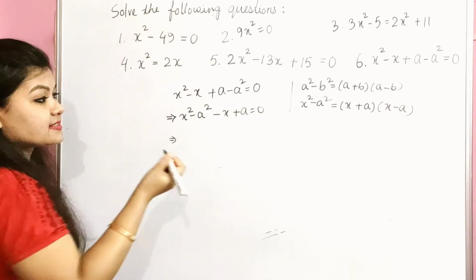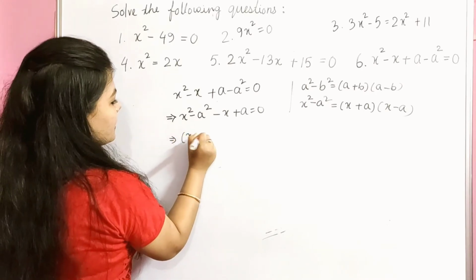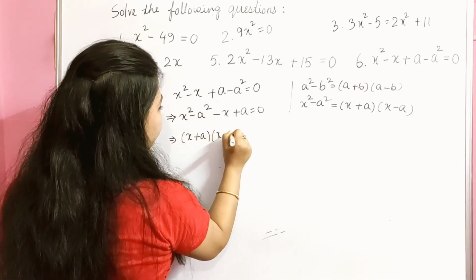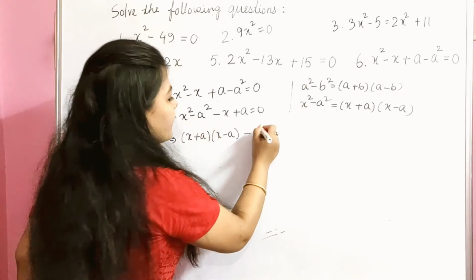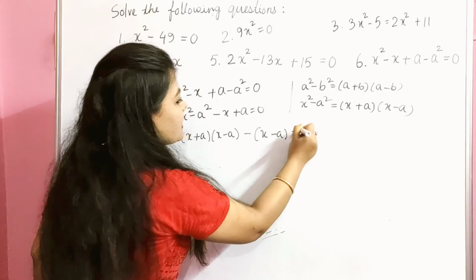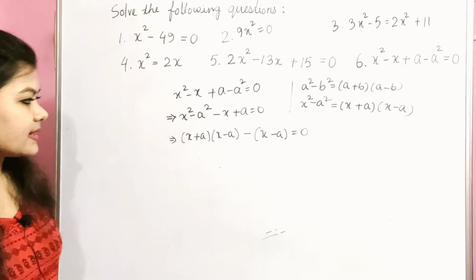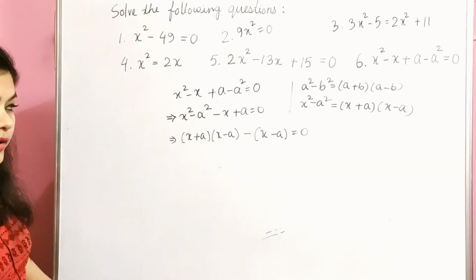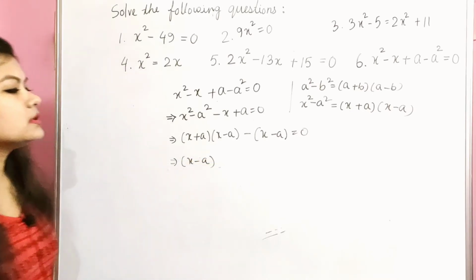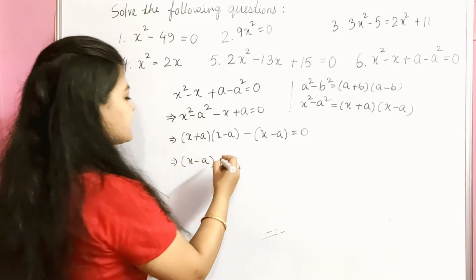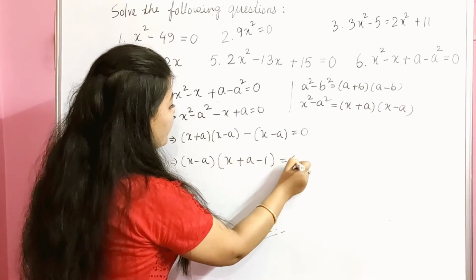Now we will substitute this value into the question. So it becomes x plus a into x minus a. Now if you take the minus common here, then it becomes x minus a equal to 0. Now x minus a is present in both terms, so again x minus a can be taken common. If you take the common x minus a, then the remaining values are x plus a minus 1 equal to 0.